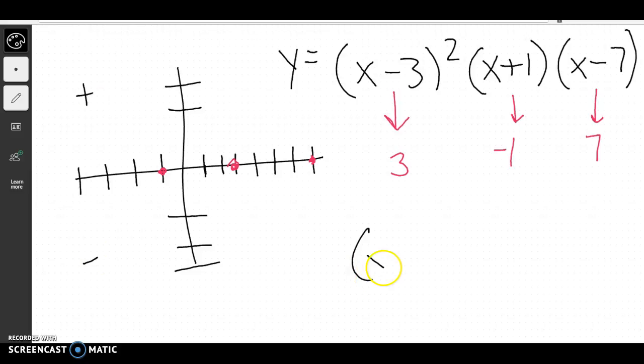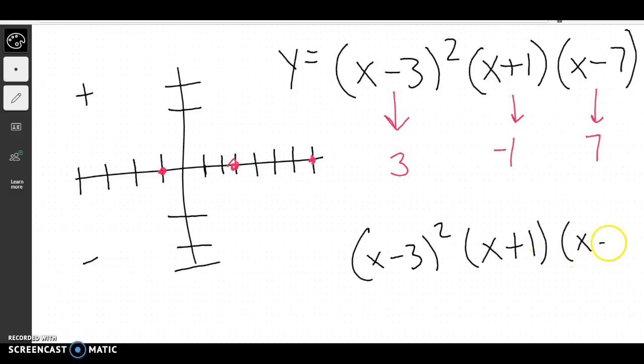We're going to take this thing in factored form and figure out whether, when we plug in some of these numbers, the result is positive or negative. So let's take numbers that are smaller than -1. The number that I'm going to choose is -3. So I plug in -3 here. Well, -3 minus 3 is -6, and -6 squared is positive 36, so this is a positive number.